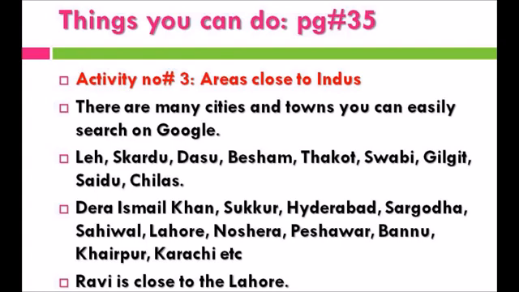For example, Leh, Kardus, Dasu, Bisham, Takot, Siwabi, Gilgit, Sadhu Chalas, Dera Ismail Khan, Sakhar, Hyderabad, Sargodha, Saiwal, Lahore, Nusheira, Faisalabad, Peshawar, Bannu, Kharpur, Karachi, etc. And the name of the river that is close to the Lahore is Ravi.